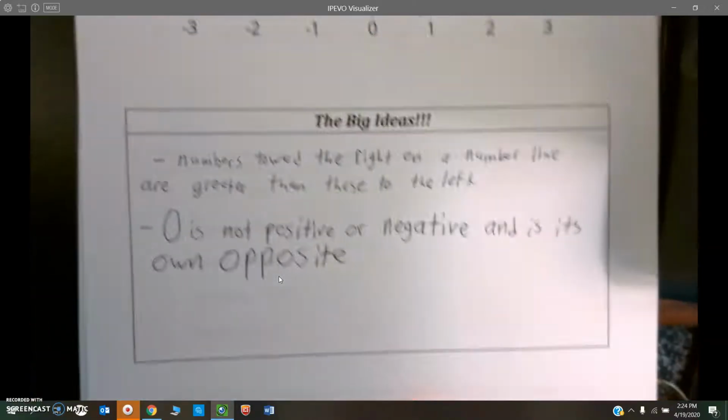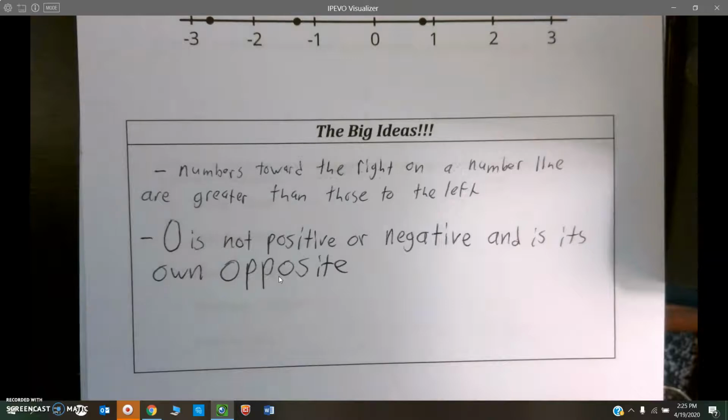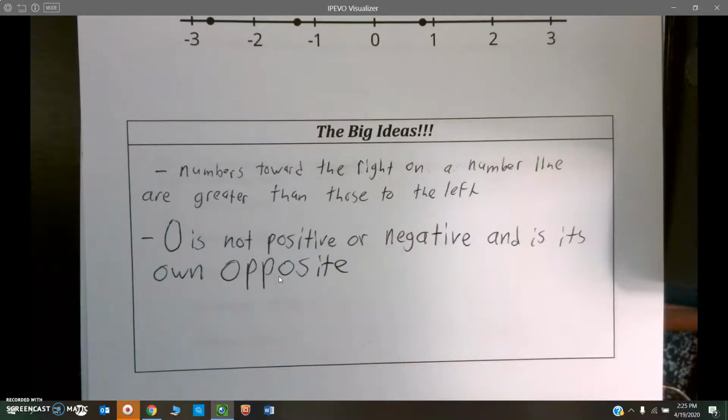And the big ideas to copy down are numbers towards the right on a number line are always greater than those to the left. And another one that we didn't really talk about, we did do some talking about opposite numbers today. There is a special rule. 0 is a very special number because it is not positive or negative, and because it is neither of those, it also does not have an opposite. So the opposite of 0 is 0. Just something to think about going forward.